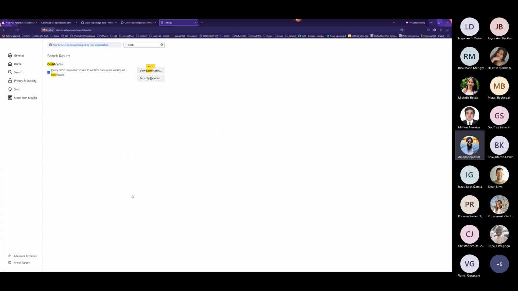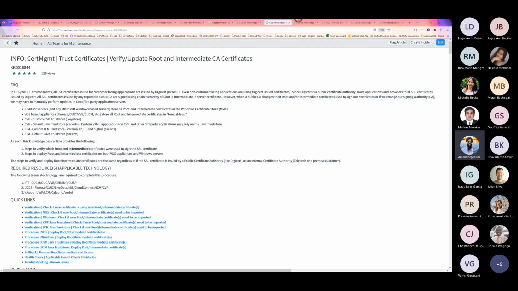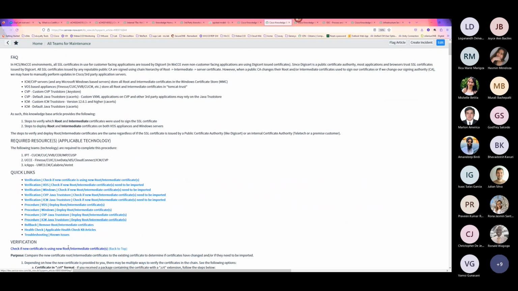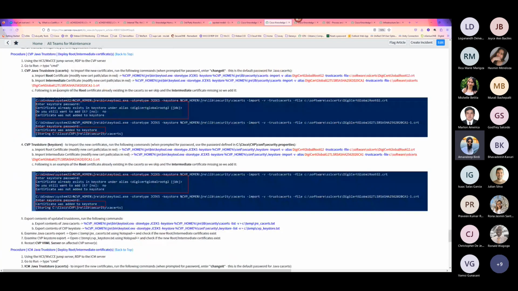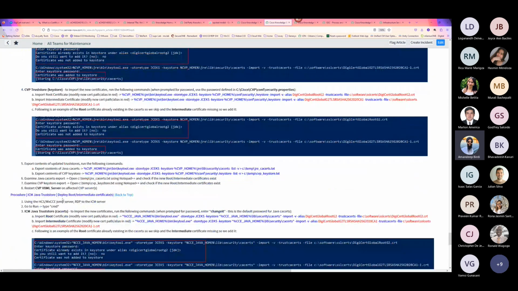So hopefully in the next couple of weeks, we can have a process in place to deploy this in all the tenants. I've been working whenever I get a chance. The holdup for me was I ran into issues with these two procedures: CVP Java Trust Store and the ICM Java Trust Store. Some of you may be familiar.